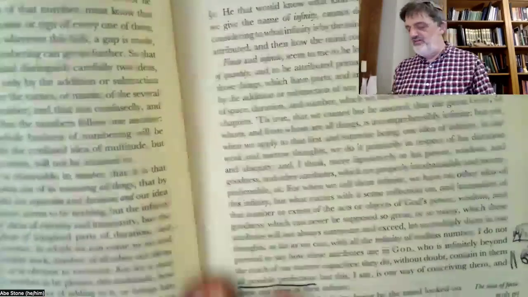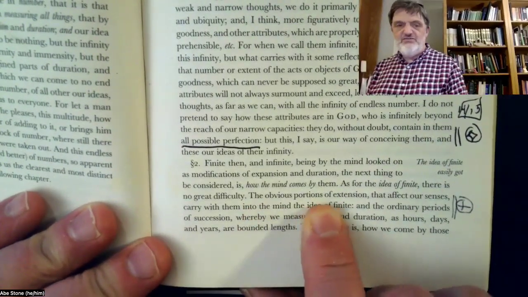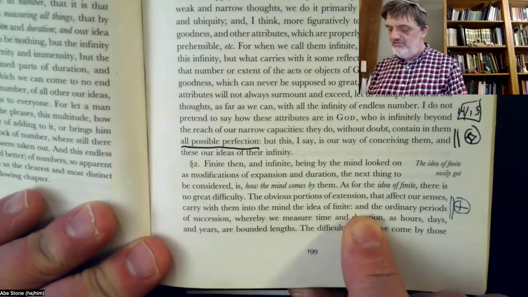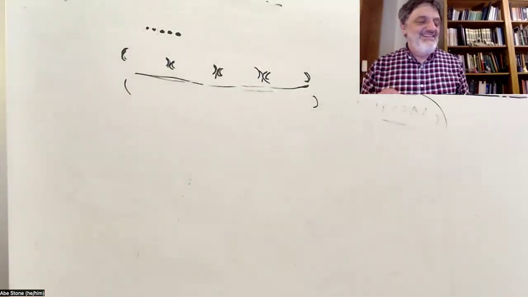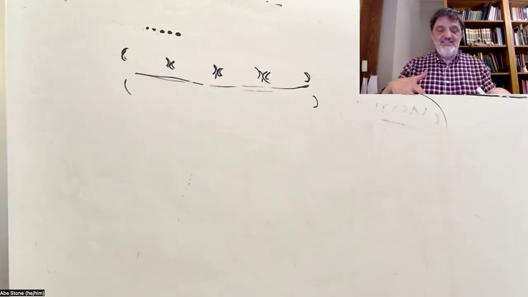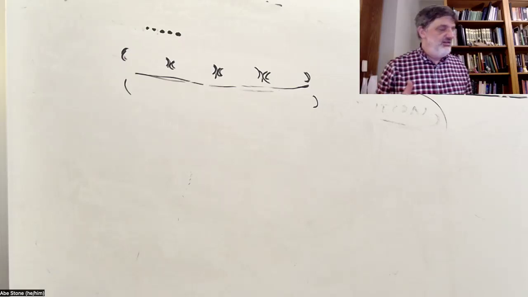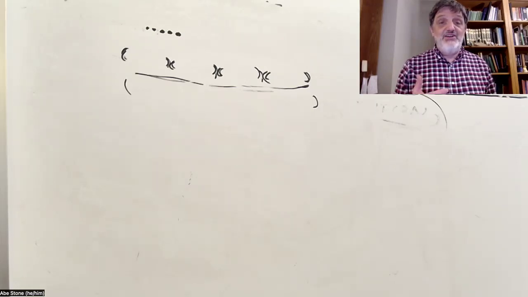Actually, we don't have to wait for Hume for Locke's doctrine of space to become relevant. Here it is right away, it's being applied. The obvious portions of extension that affect our senses carry with them into the mind the idea of finite. Right? For once, I do regret having erased something, that picture I had before of the two bodies and men see a distance. That's where we get the idea of the finite, because the simple idea of space doesn't come in by itself, but with the idea of a limit. And the idea of limit is the idea of finitude, right? Finitude is limitation. So Locke says it's not innate, but we get it with every single experience, right?